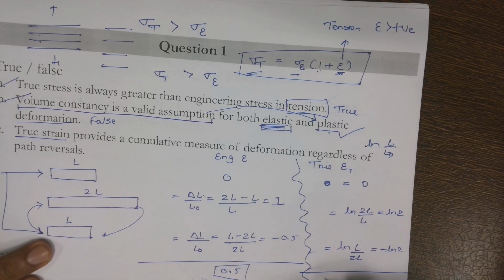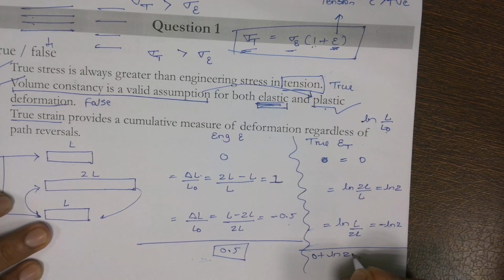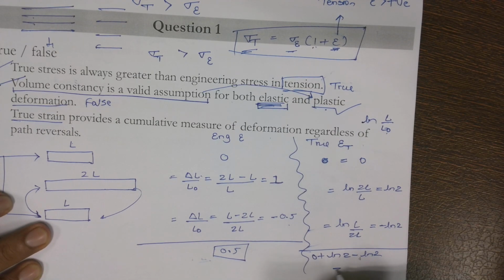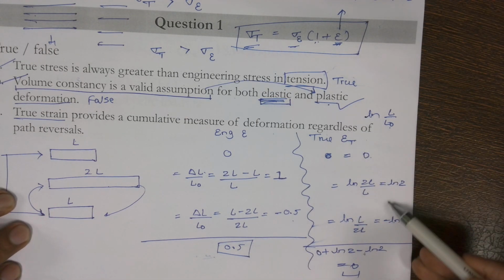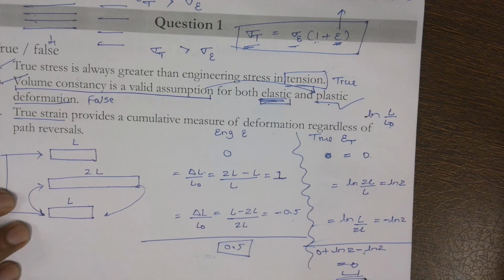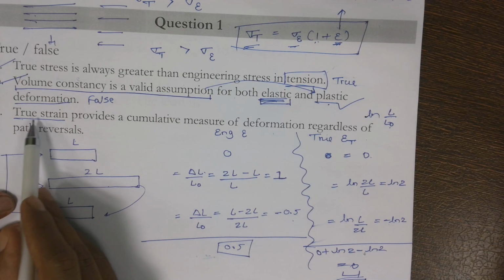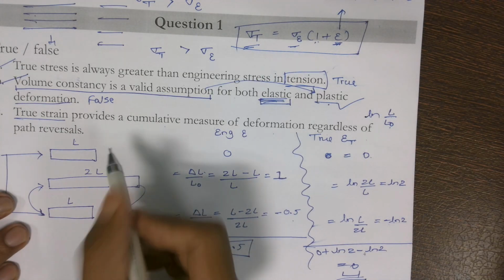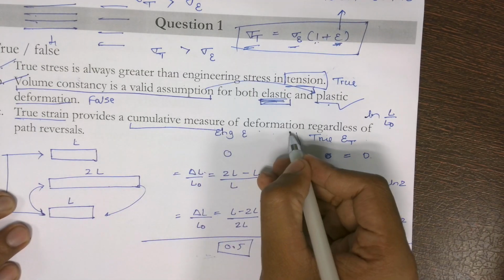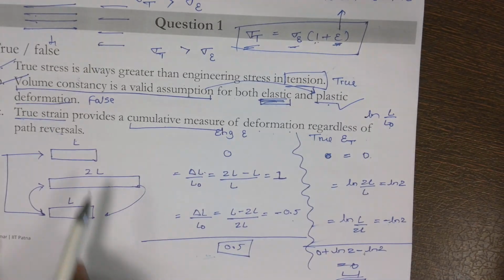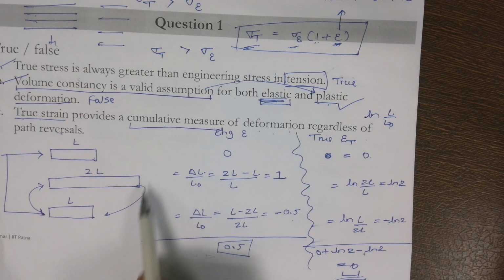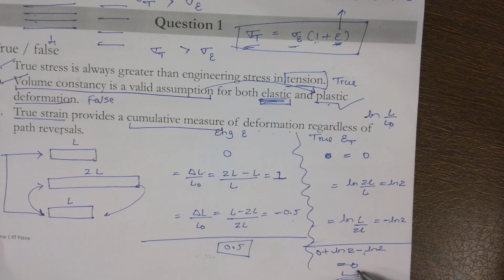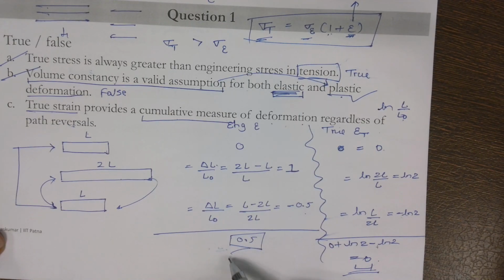Add them up. Addition will be 0 plus ln of 2 minus ln of 2, which equals 0, right? So true strain, when we add all of them, what we'll get is the cumulative value. So true strain provides a cumulative measure of deformation regardless of the path reversal. See, we reverse the path. We went from this to this, and then we went from this to this. So regardless of the path reversal, we'll get the true value, which engineering strain is not giving us.